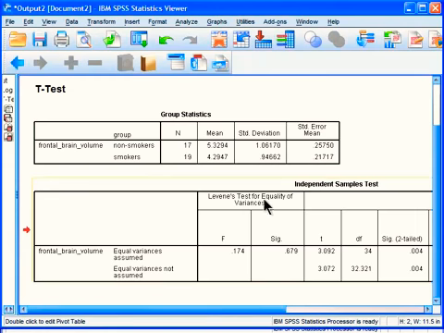So what Levene's test of equality of variance equaled in this analysis is an F equal to 0.174. It's a very small F value. And the significance of this F is 0.679, which is not statistically significant.